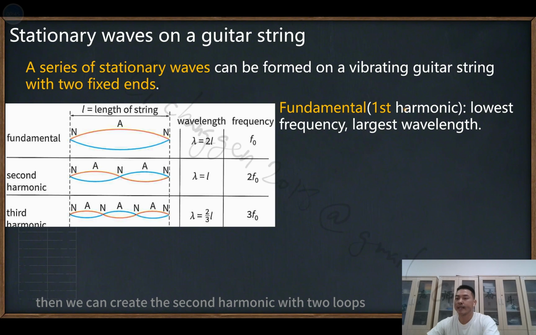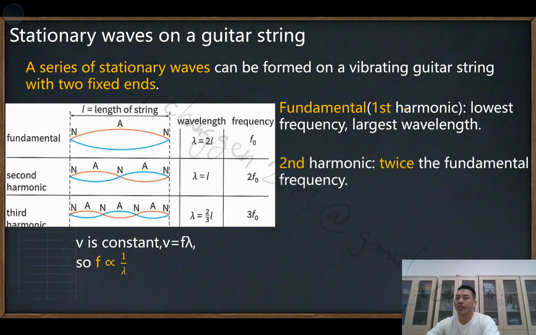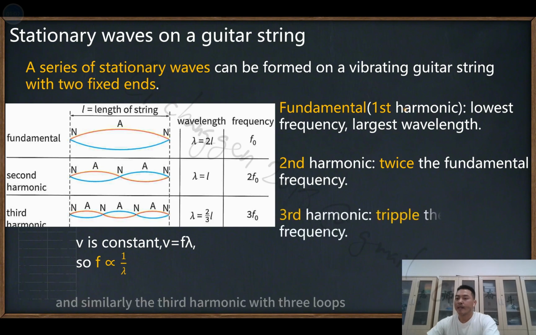Then we can create the second harmonic with two loops, which has a wavelength of 1L and vibrates at twice the fundamental frequency. This is because the speed of the wave on the string is constant, so the frequency is inversely proportional to the wavelength. And similarly, the third harmonic with three loops vibrates at 3 times the fundamental frequency.